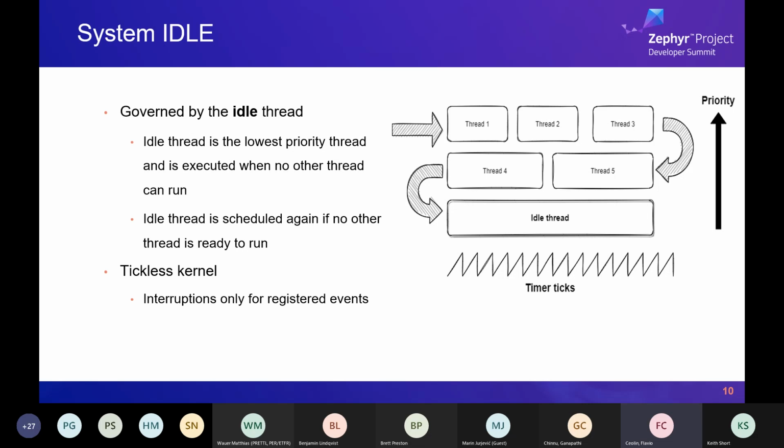In order to understand system power management, we have to take a step back first and talk a little bit about the scheduler and the idle thread. I have referenced the idle thread several times now and said that it is the governor of the system power management. But what exactly is the idle thread?